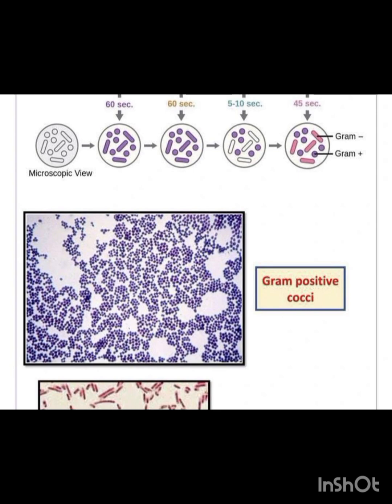So here is the result of the gram staining, and purple color bacteria are the gram positive bacteria, and they are cocci in shape. That's why they are called the gram positive cocci. And the second figure represents the gram negative bacilli. Gram negative means pink color, and bacilli because they are rod shaped, so that's why they are called the gram negative bacilli. So it is all about the different types of staining.